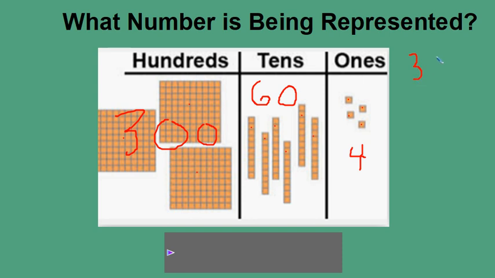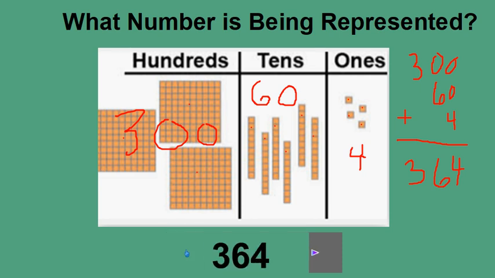Well, if I want to do column method to add this together, I can stack them up just like that. And now I can add the three parts together. 0 plus 0 plus 4 is 4. 0 plus 6 is 6. Bring that 3 down, 364. Let's take a look behind the curtain here and see if I'm right or not. So what number is being represented? 364. So that's how you can use the base 10 blocks to represent numbers.